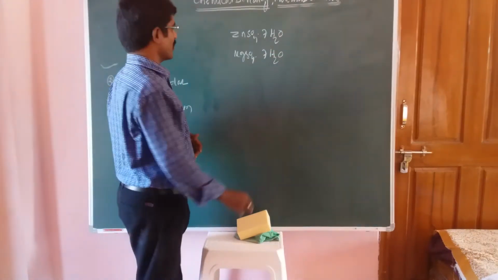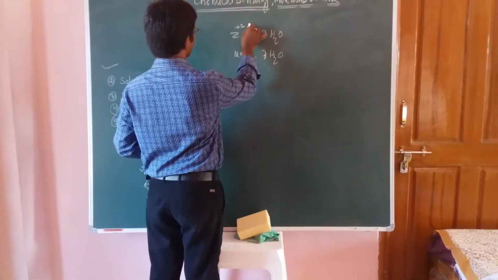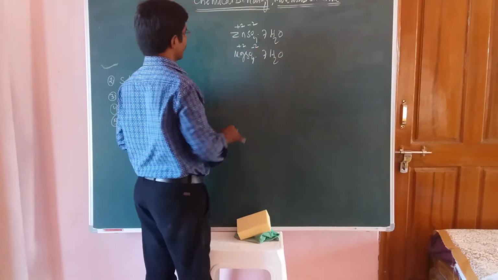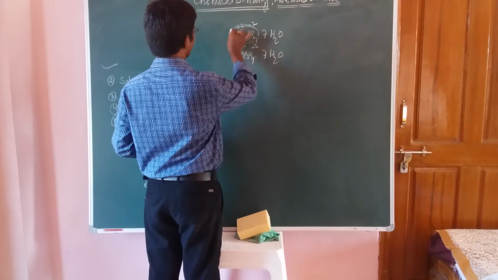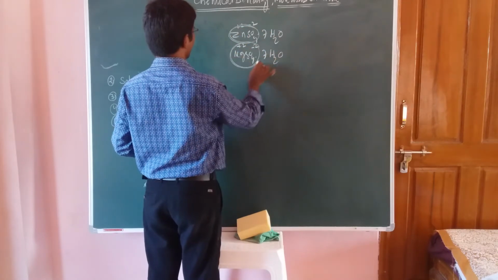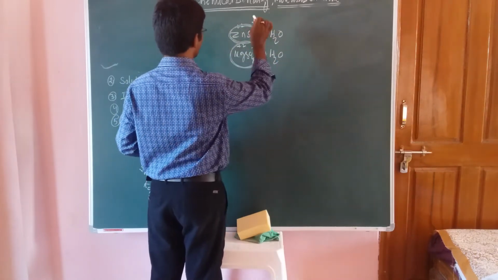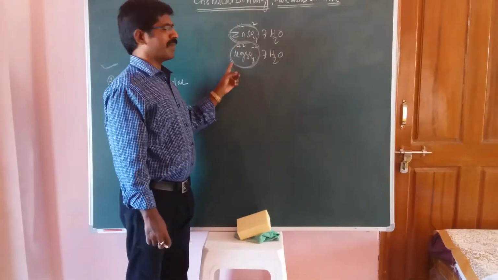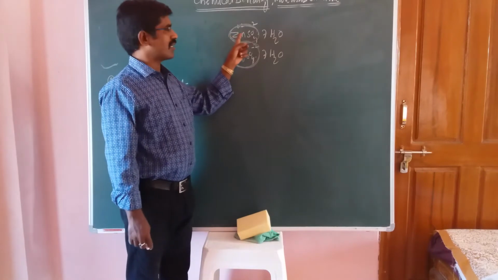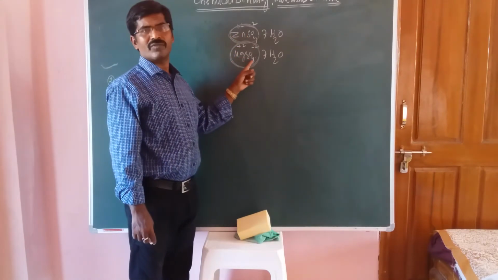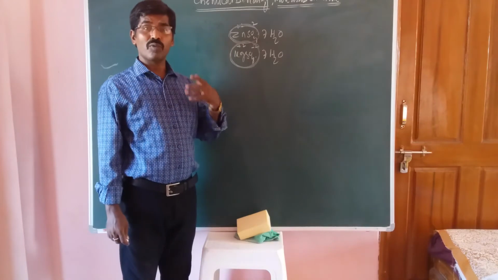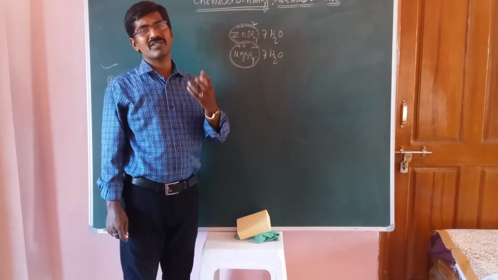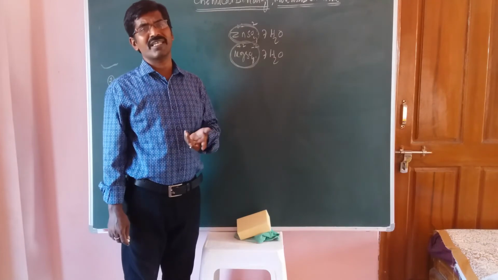Okay, students. Now this one is Zn²⁺ SO4²⁻, and Mg²⁺ SO4²⁻. Both have the same number of metals and the same number of charged ions. ZnSO4 and MgSO4, a single metal and SO4 each. But at the same time, both have the same number of hydrated molecules. Same number of hydrated molecules.